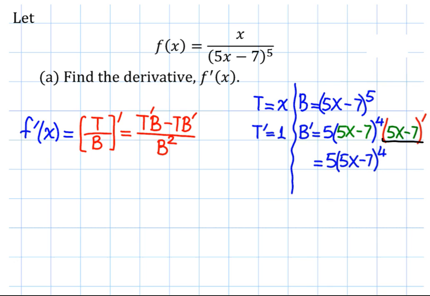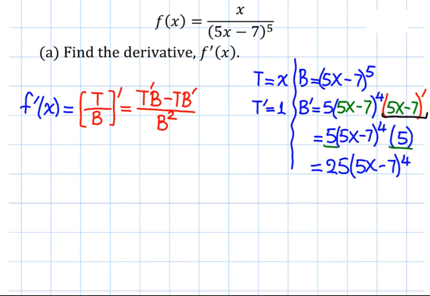Now we'll take the derivative of 5x minus 7, which is 5, and multiply 5 times 5x minus 7 to the fourth power times 5 again. We can multiply the 5 and the 5 here, which gives us 25 times 5x minus 7 to the 4th power. Now we have everything to substitute into the quotient rule.